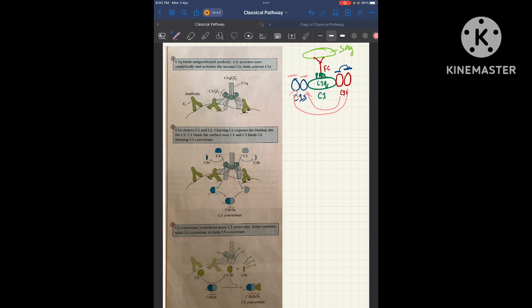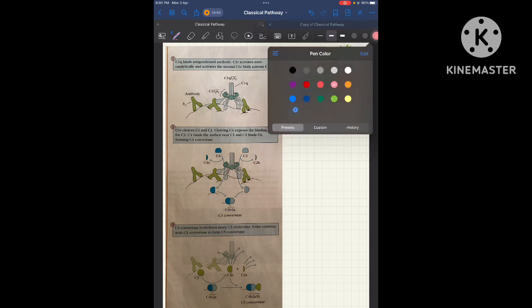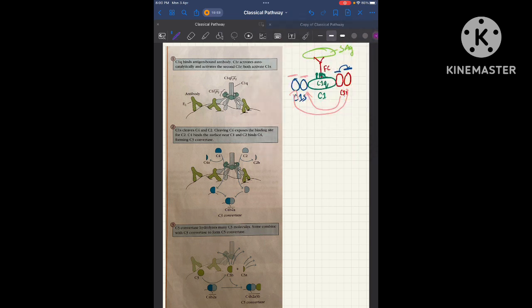Once the C1s molecule is activated, there are 2 substrates for it. C1s can cleave and activate 2 complement factors. They are C4 and C2. Once C4 is cleaved by C1s, it generates C4a plus C4b. C4b is the largest subunit.